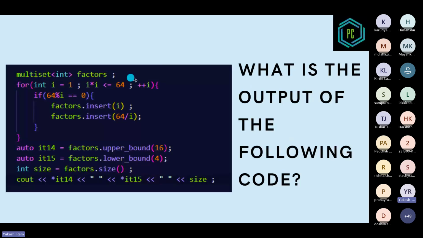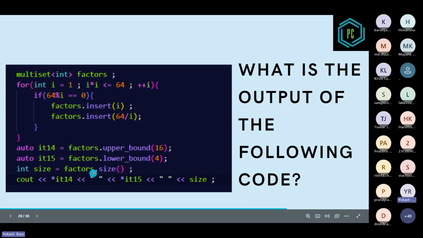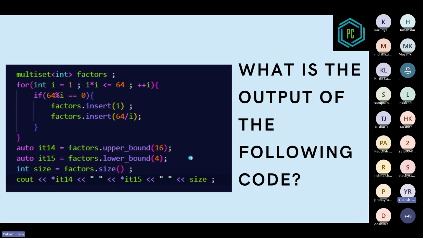So we have another problem for you guys. Just let me know what will be the output of the following code. I'll go through this code fast. We create a multiset with integers with the name factors. We go from i equal to 1 while i into i is less than or equal to 64. We go through all the possible i values. And whenever this condition is met, we just insert these two elements into the multiset. And these iterators point to the upper bound and lower bound of these key values 16 and 4. And then we get the size of the multiset also, and we are printing it. So let me know what will be the output of this code. I'll give you guys 2 minutes.